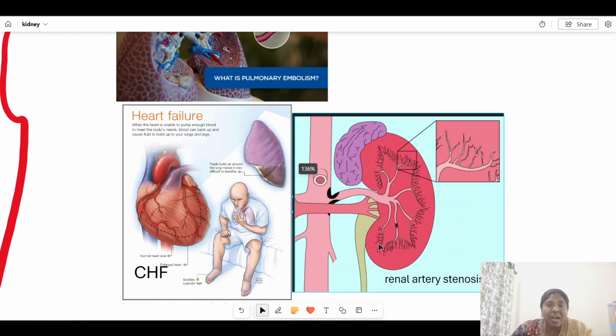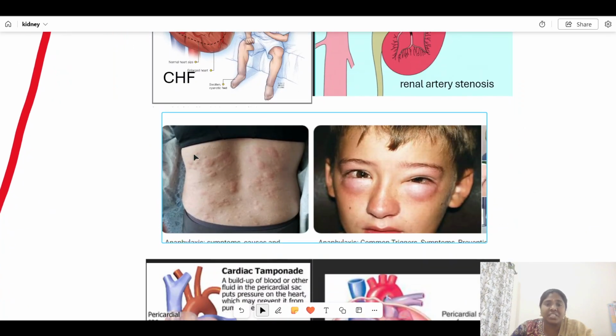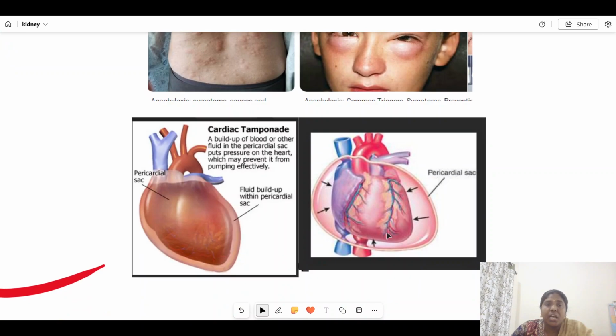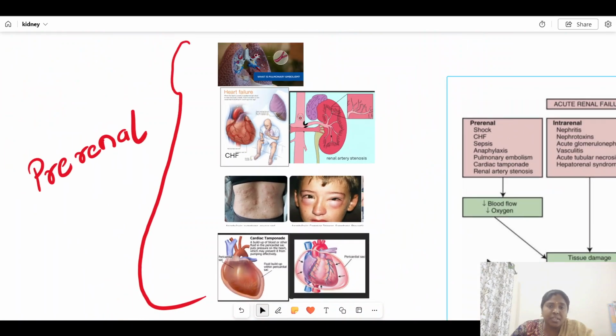And the patient may have congestive heart failure. Renal artery stenosis is narrowing of the artery, due to which there will be a decreased blood supply to the kidney. Then anaphylactic reaction: if the patient has an anaphylactic reaction, we can find acute renal failure at that time. And cardiac tamponade: the outer layer of the heart is the pericardial sac, and a fluid buildup in the pericardial sac, whether blood or fluid, is called cardiac tamponade. All these come under the pre-renal causes of renal failure.